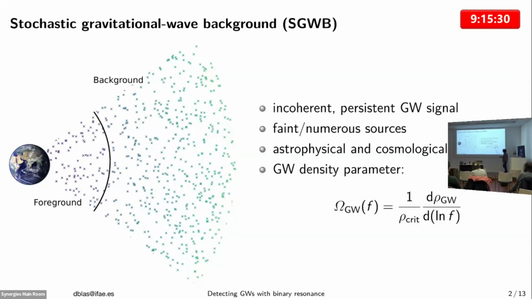Cosmologists like to write this in terms of the critical energy density. This is a cosmological value, and of course it's important that you don't want the whole energy density, but the energy density at a particular frequency. So the standard quantity to characterize this stochastic background is the amount of energy density per unit frequency. Okay, so that's the background.